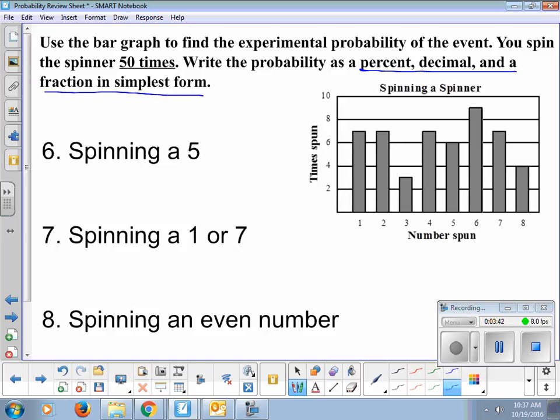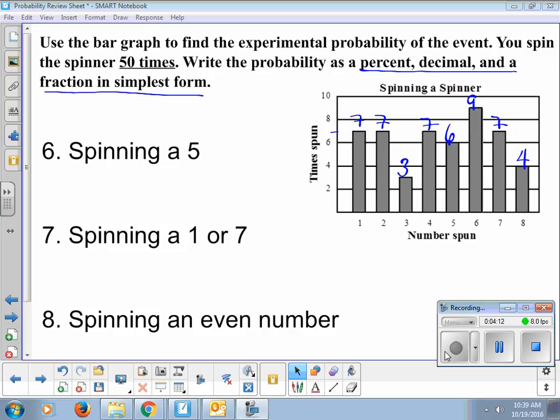So if we look at it, number 1 was spun how many times? 7. Number 2 was spun 7. Number 3, 4 was 7. 5 was 6 times. 6 was 9. 7 is 7. And 8, 4 times. So go ahead and answer these 3 questions.